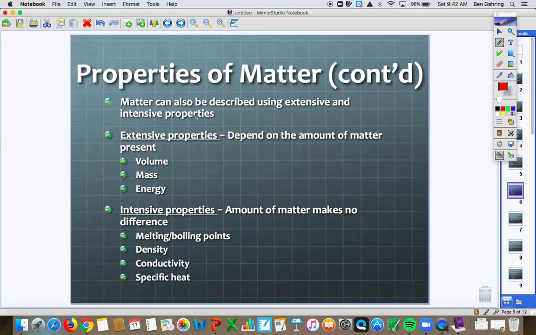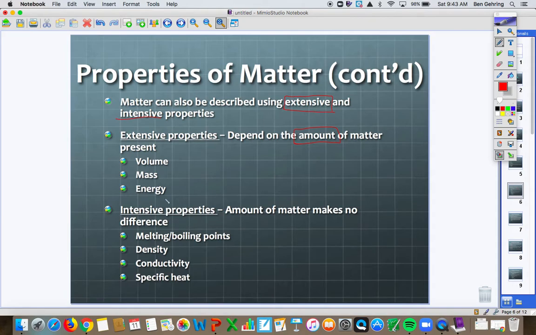Other ways we can describe properties is we can use these terms called extensive and intensive properties. If we are talking extensive properties, think of extensive as external. So this depends on the amount of how much external stuff you have. So extensive depends on the amount of matter present. For example, volume. If you have more stuff, you have more volume. Likewise, if you have more stuff, there's more mass there because there's more stuff. And then energy plays into that as well. We'll talk about energy more later on.